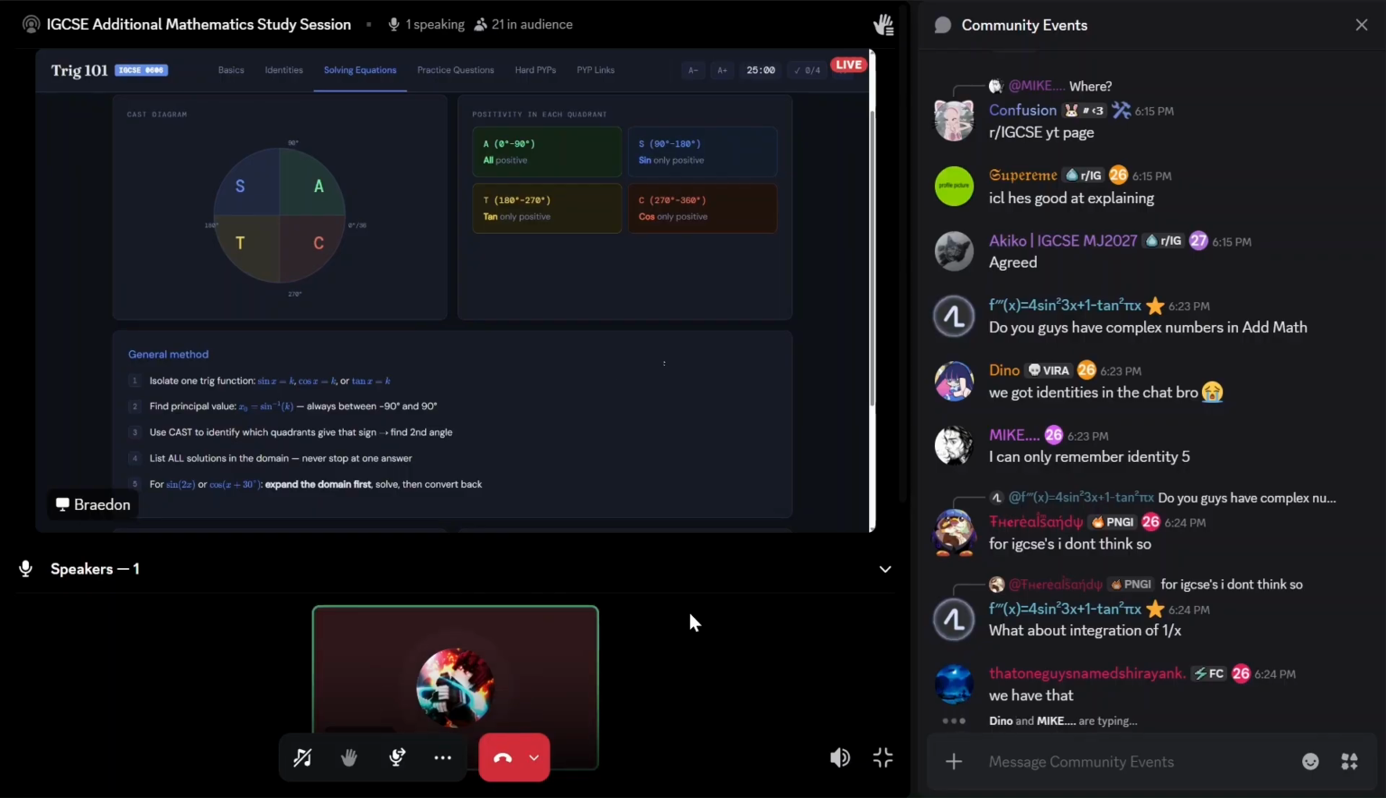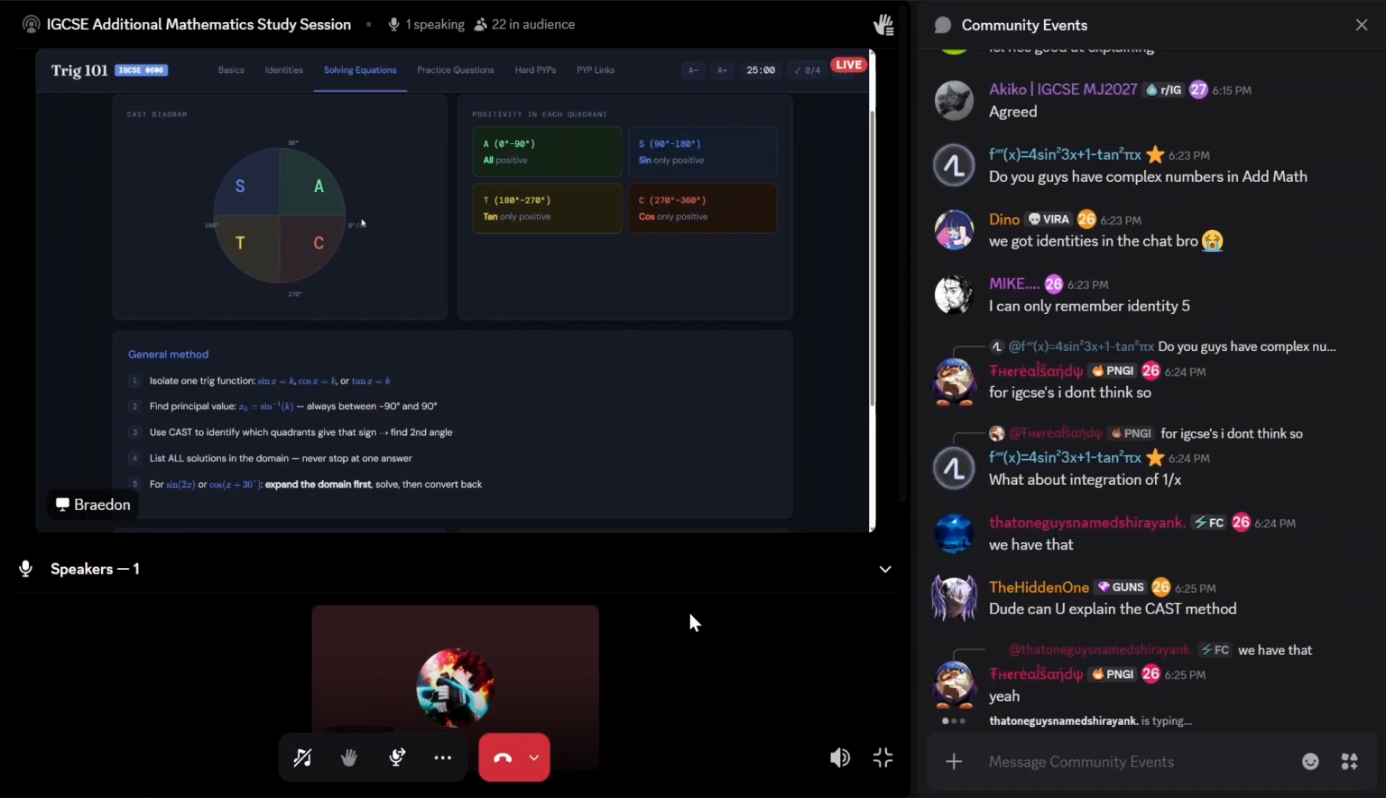So the first method is to isolate. Whatever equation it gives you, just make it so that function equals a number. Then with that, you can find your principal value. This value is always between negative 90 and 90. And by the way, if you get a negative angle, positive is anti-clockwise, right? So negative is clockwise.